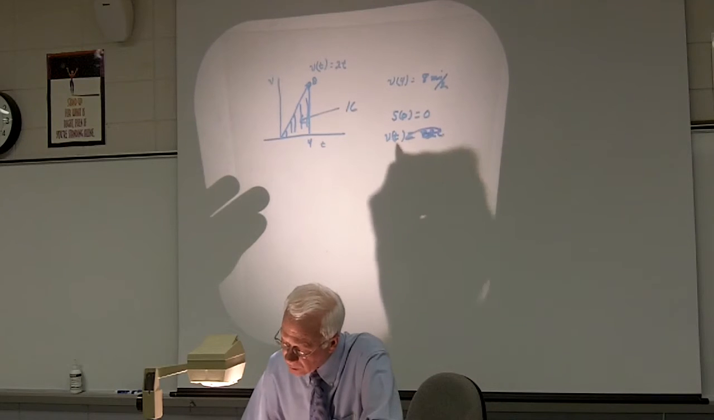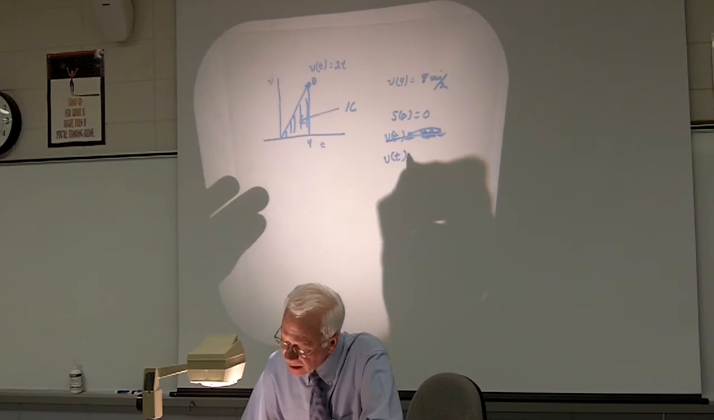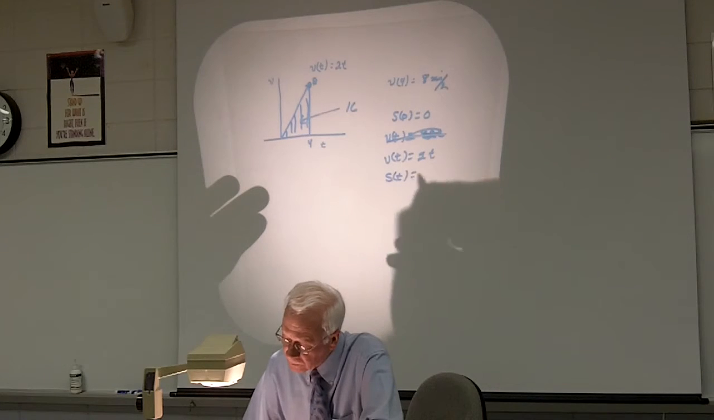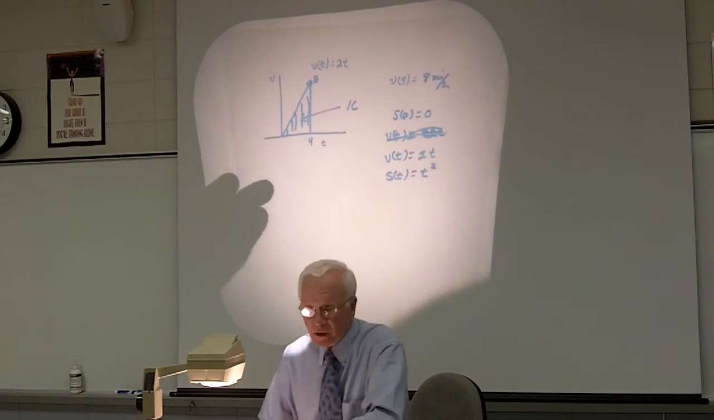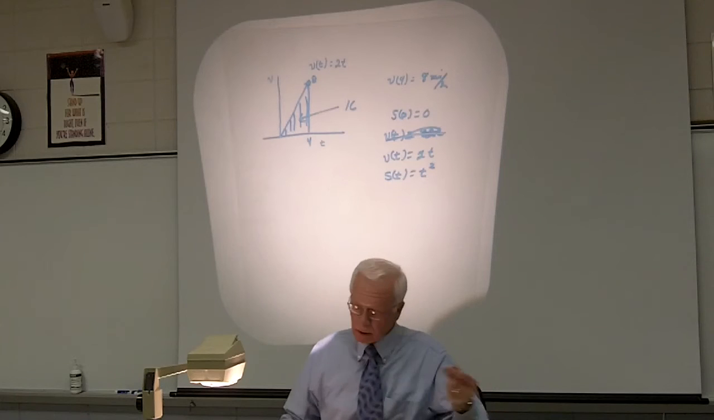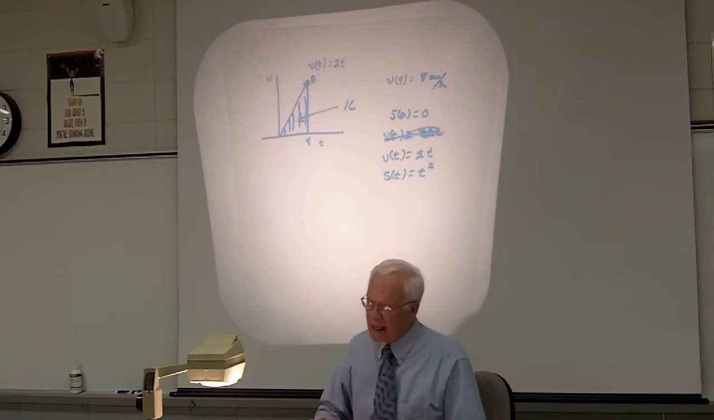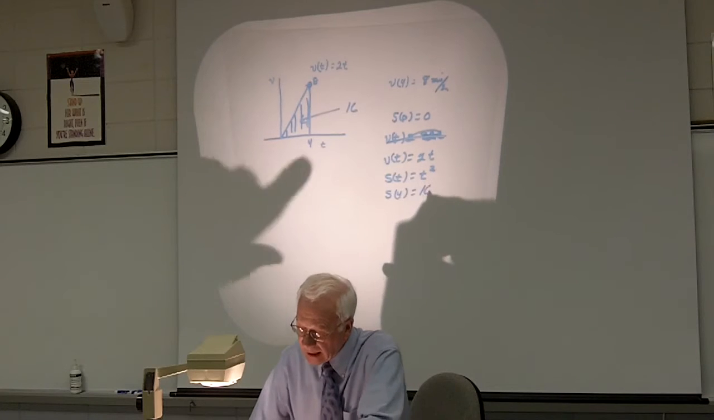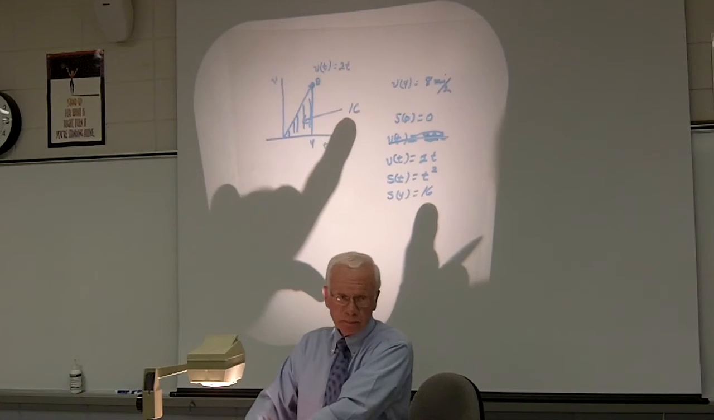Let me do it over. V at t equals 2t. What is s at t equal to? T squared plus c. But c is 0, so we have this. Now, what is s at 4? 16. Notice these two numbers are the same? Is that a coincidence? No.